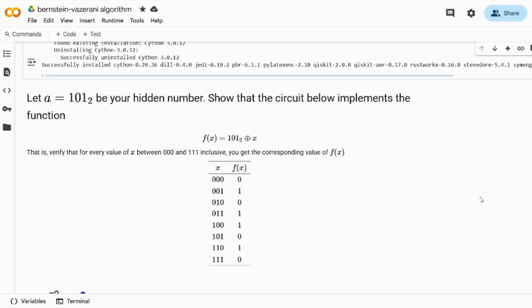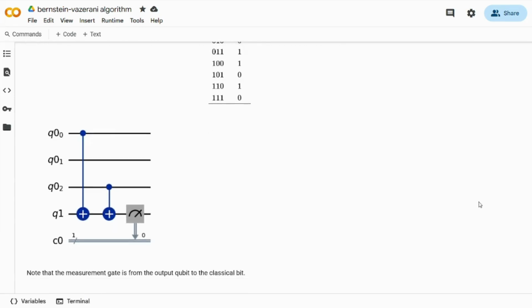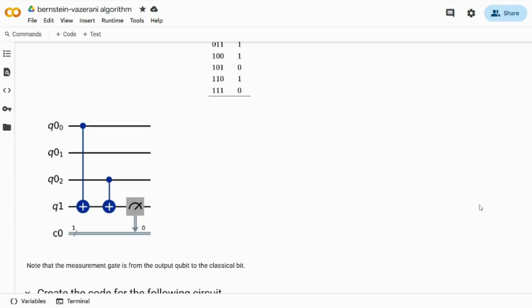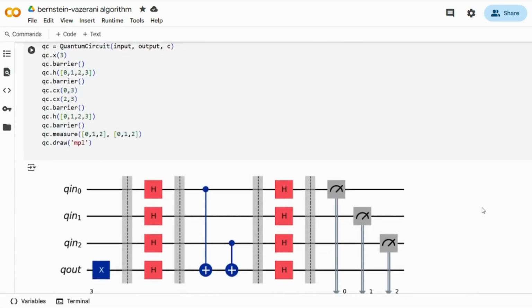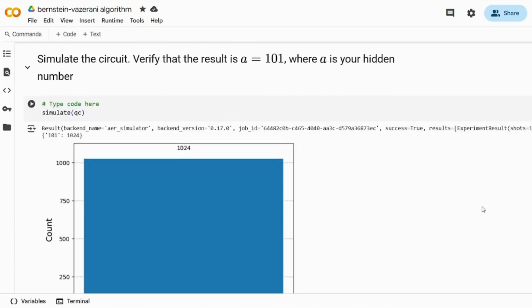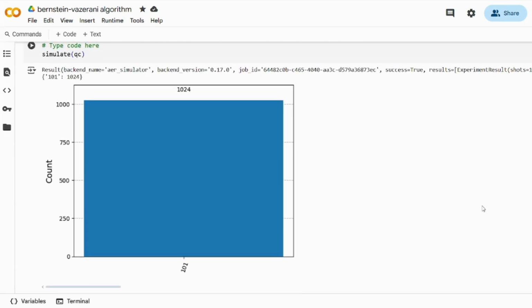For demonstration, suppose our hidden number is 101. It is represented by this quantum oracle shown below. Then, it fits to the Bernstein-Vazirani algorithm. At last, when we simulate it, we found out that it indeed showed 101 in the histogram.